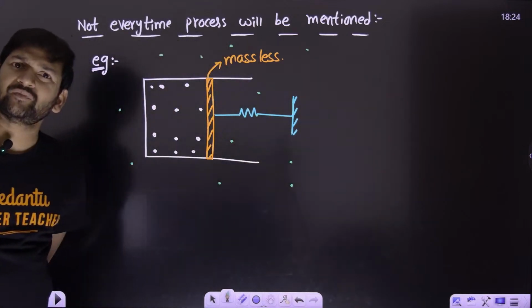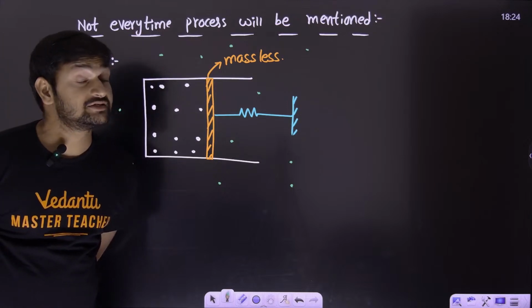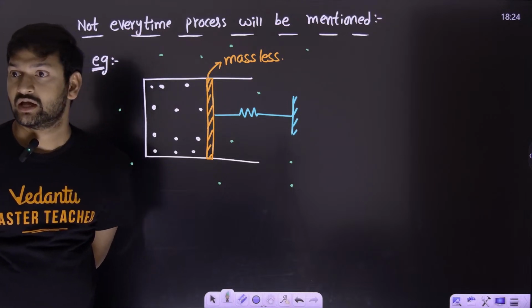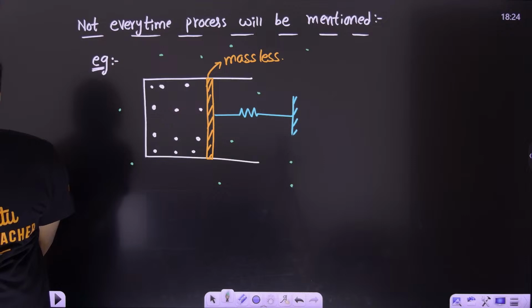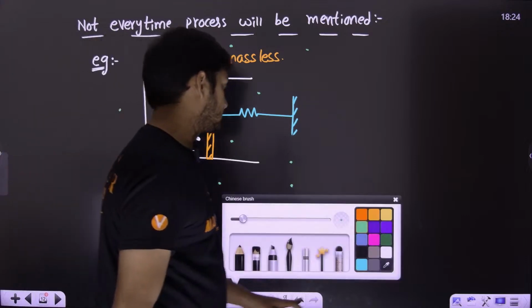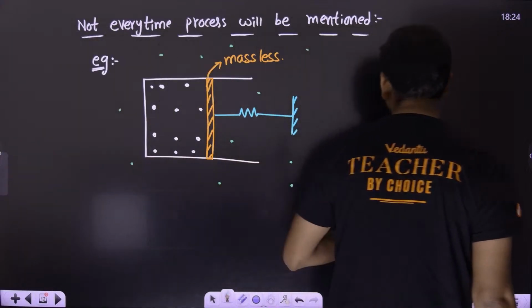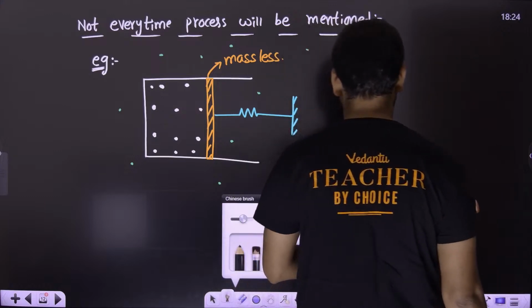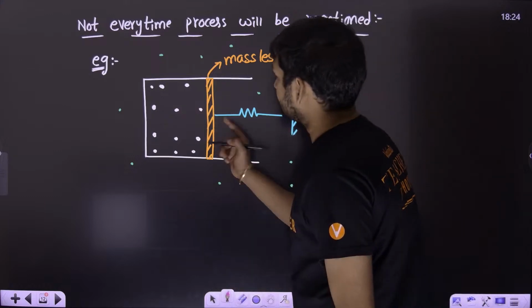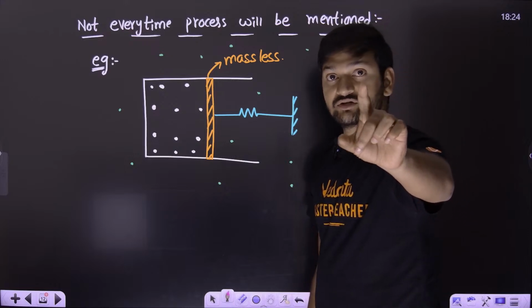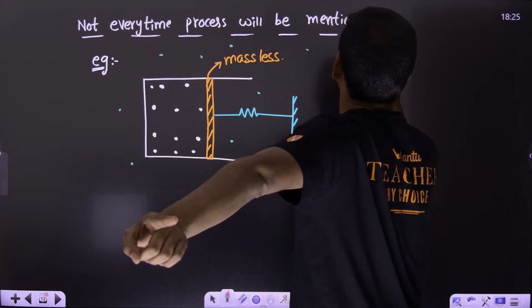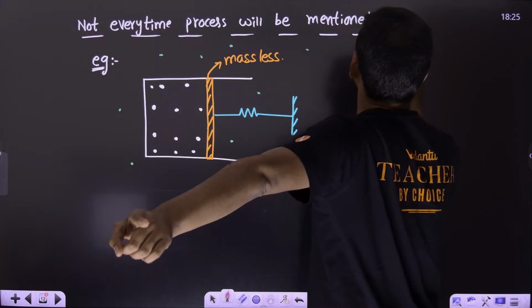So, nothing is mentioned about the process. Then, what we have to do, I'll just tell you. What we have to do is, let us talk about this piston, and let us use the work energy theorem on the piston. So, I am observing the piston.